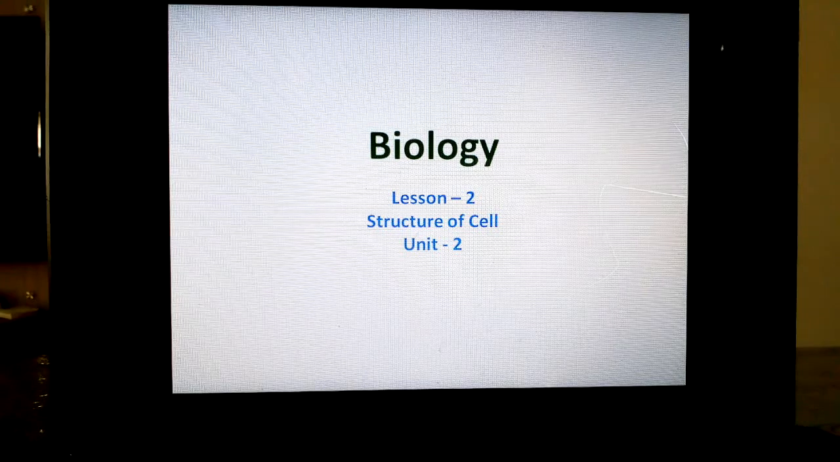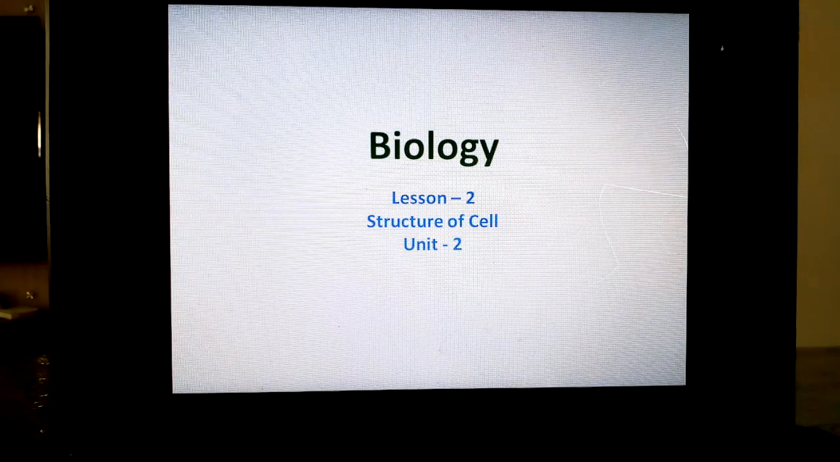Hello students, hope you have gone through biology lesson 2, invention of microscopes. Today we are going to learn lesson 2, structure of cell, in biology unit 2. In that we are going to learn structure of cell.